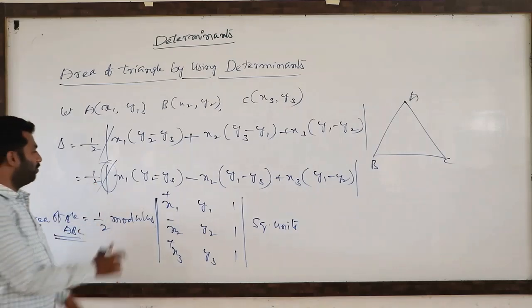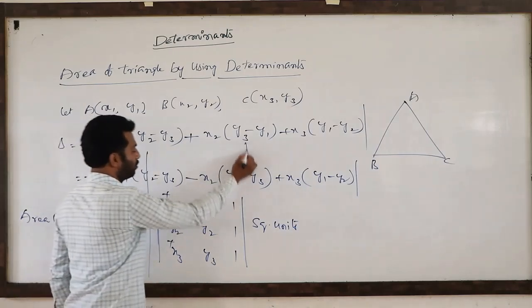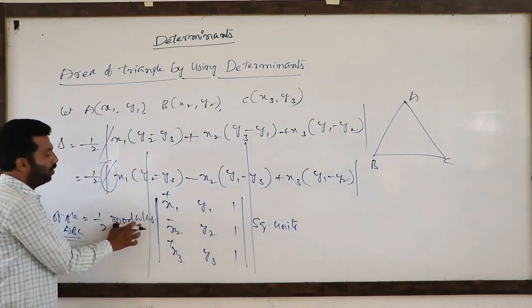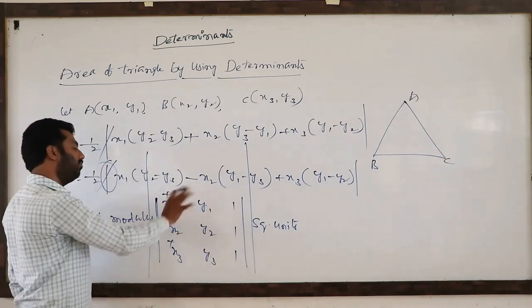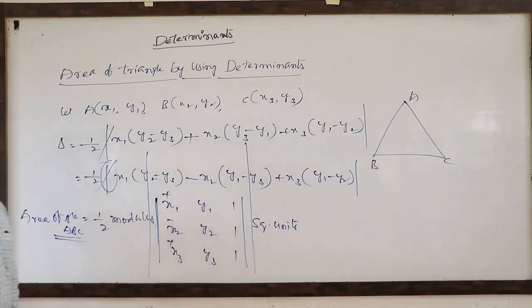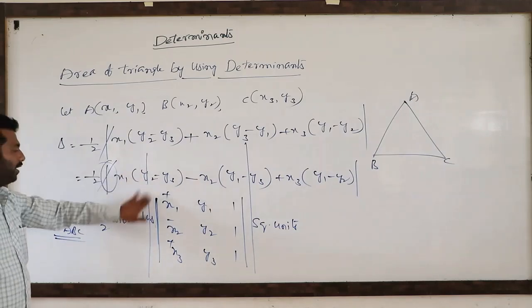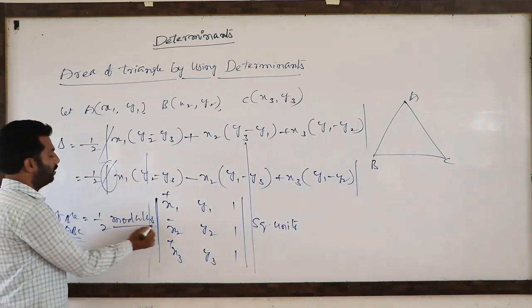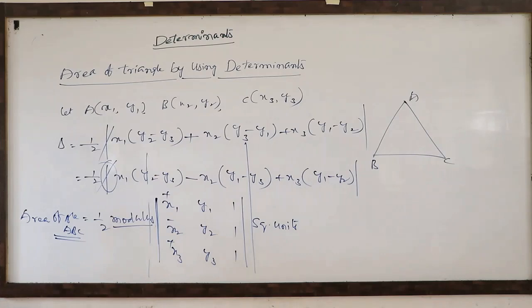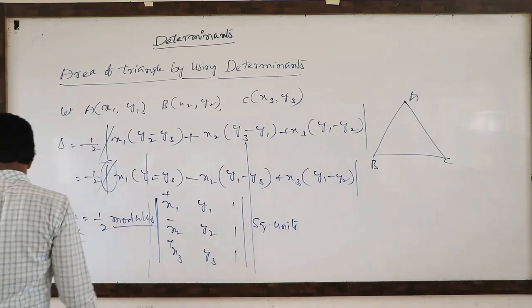So in word form you can write it like this also: instead of writing the modulus bars around the determinant, I have just written the word modulus, because that is a little bit confusing. Okay. Next.